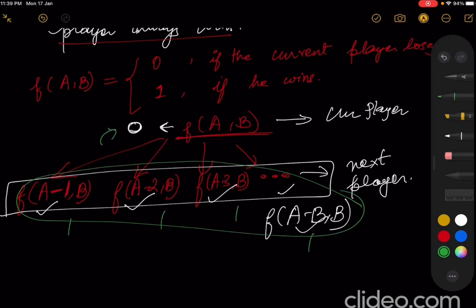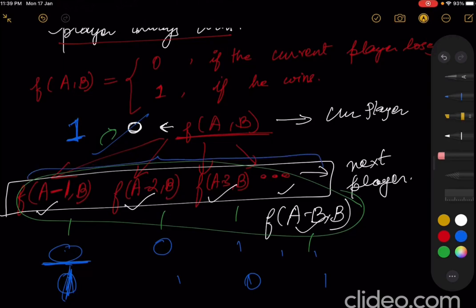On the other hand, when will I be in a winning state? I will be in a winning state if one of them is equal to 0. It might be possible that 2 of them are 0 and the rest are 1, but at least there must be a single 0. It should not be the case that all of them are equal to 1, because if that's the case, then I will be in a losing state, or f of a comma b will be 0. There must be at least one 0, maybe here or maybe here, anywhere, out of these b possibilities.